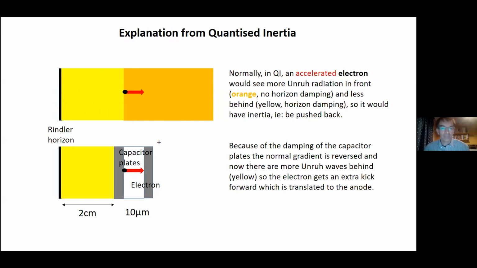inertial mass. But what I think is happening with the Beckham Bat capacitor is that the electron is coming off the cathode in this direction. But now, instead of seeing a lot of Unruh waves in front of it, it sees virtually none, because the capacitor plates are damping them in front. Instead, now it just sees the Unruh radiation behind, so it's actually pushed forward. So what's actually happening is that the process of inertia has been reversed by the capacitor plates, and the electron has got more momentum than you expect, and then it bangs into the anode and pushes the whole structure forward.